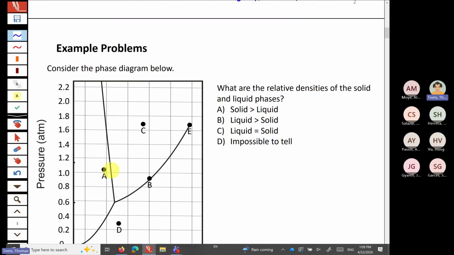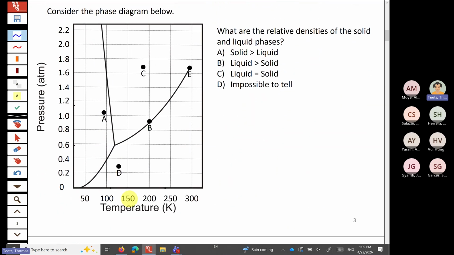All right, this one I kind of already hinted at and we talked about a lot last time, which is the relative densities of the solid and liquid phases. We just saw it, what happens in the last problem. So this line here has a negative slope.